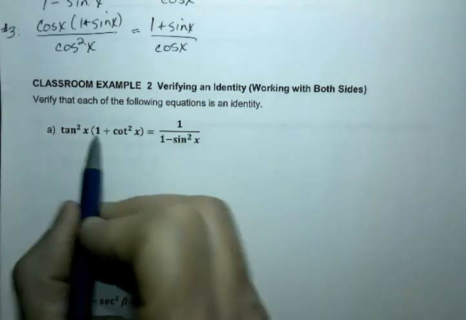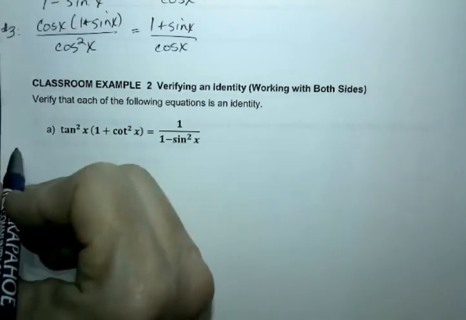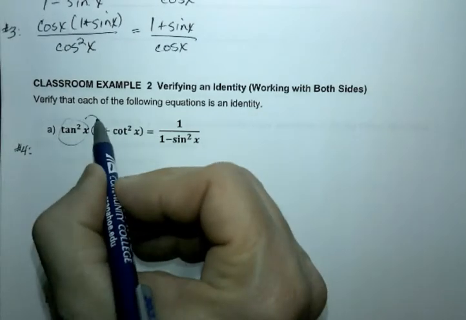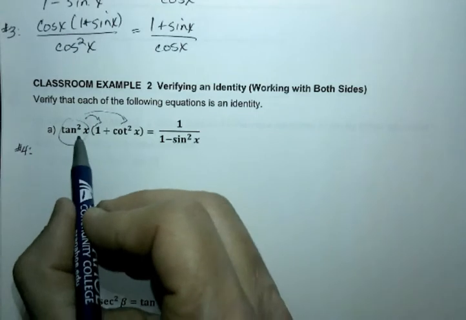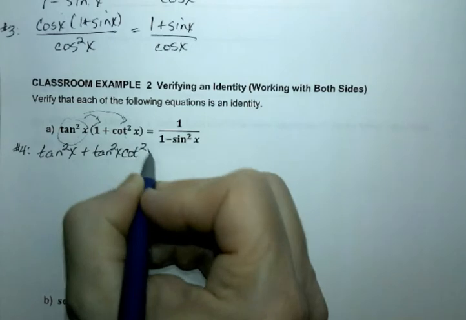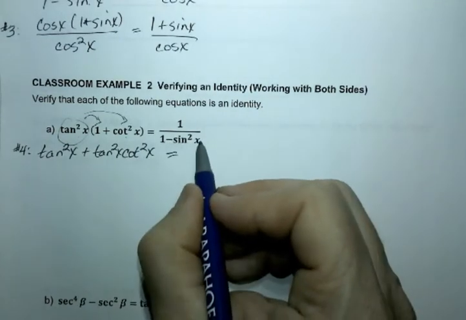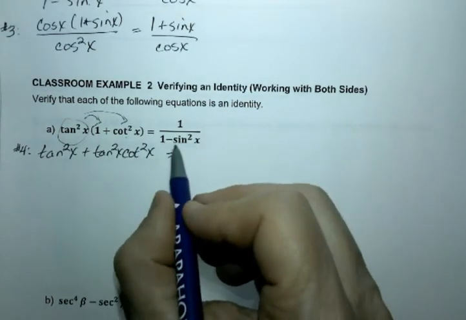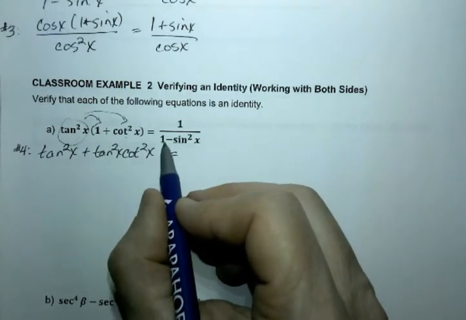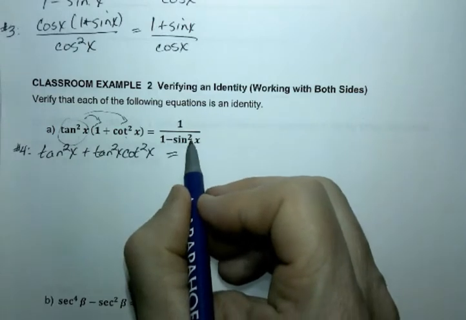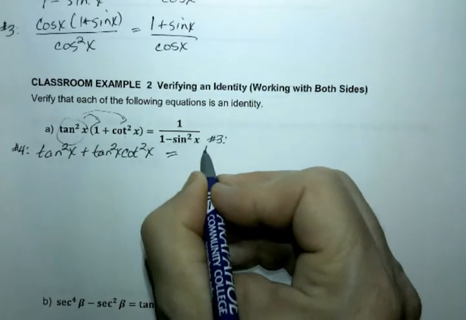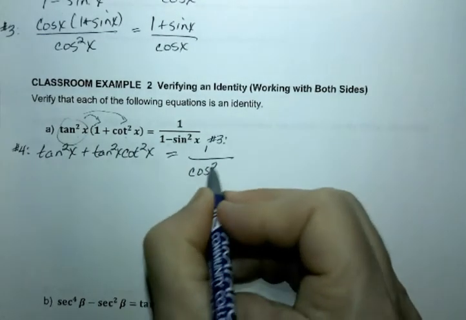On the left side of this, I'm going to use strategy number 4, which is I'm going to do algebraic operations. I'm going to distribute the tangent squared x to both of these two terms. On the right side of this, I'm going to use a different strategy, which is recognizing one of our fundamental identities. 1 minus sine squared x is the same as cosine squared x. So here I'm actually using strategy number 3. I'm going to rewrite this as 1 over cosine squared x.